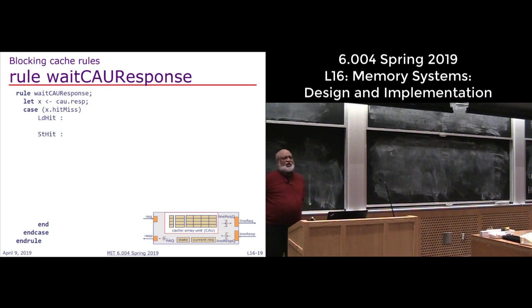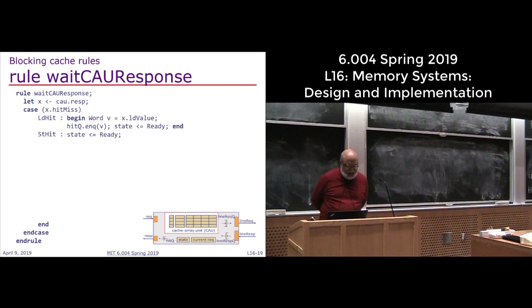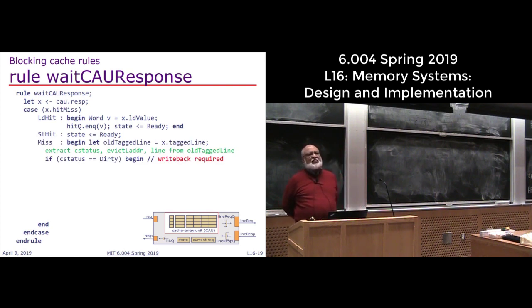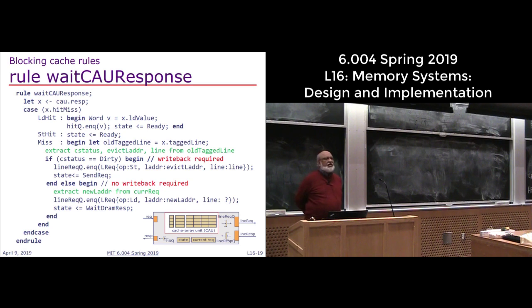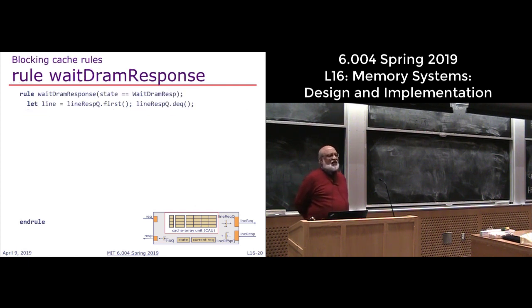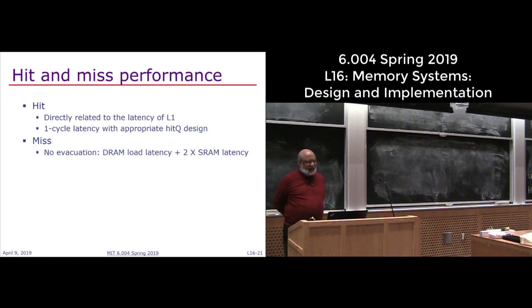When you wait for a CAU response to come back at that stage, these are the 3 cases: load hit, store hit, and a miss. What is to be done in that case? There is nothing I can do. I can read this code, but you can read it too as well. And as I said, this is what you're doing in lab 7.